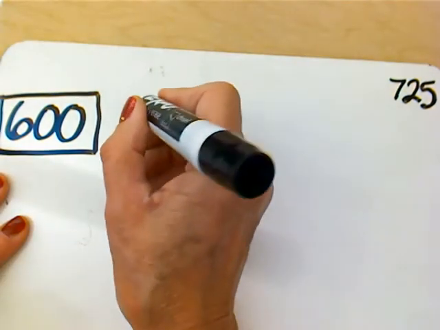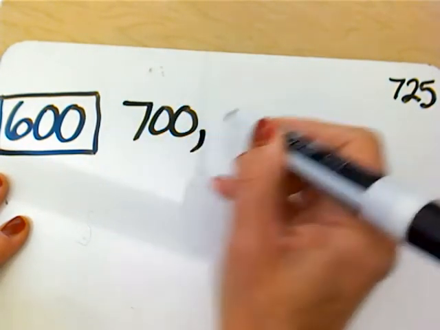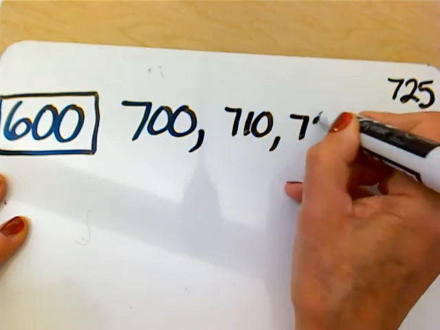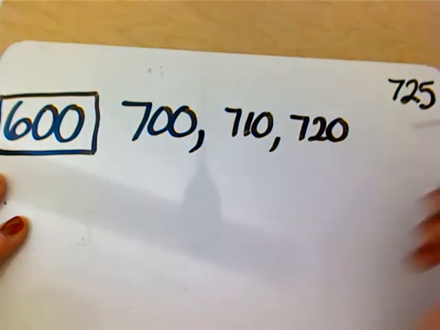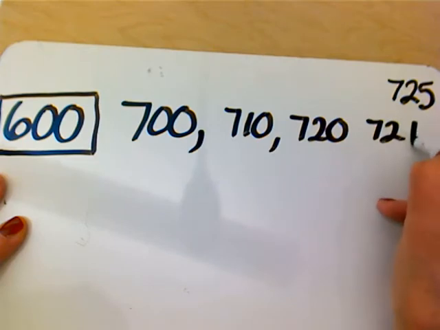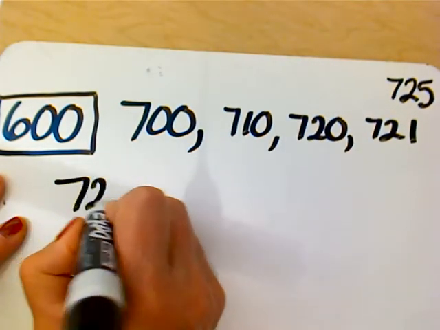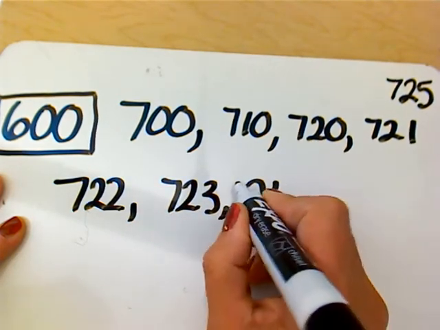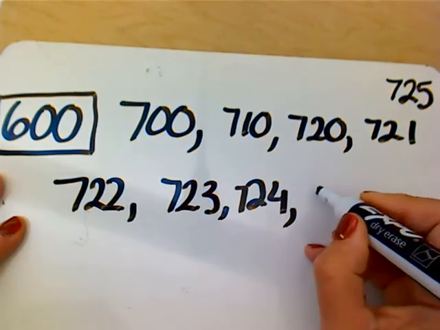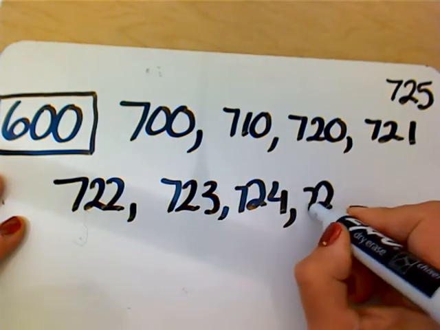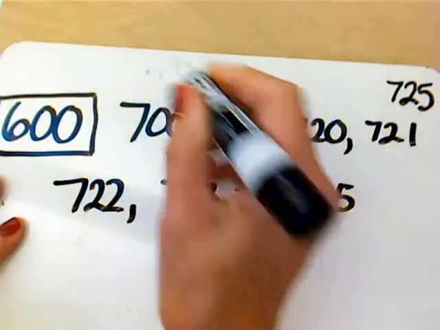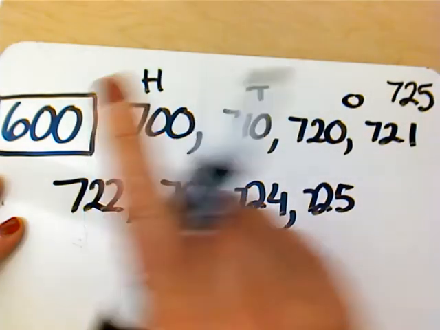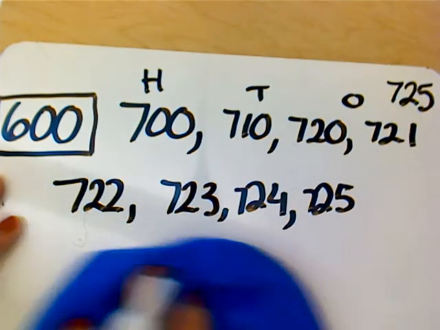Okay, are you back? Well, I know I can do 700, which I'm going to, but I think I'm going to have to switch to tens. 710, 720. Uh-oh, I think I'm going to have to switch to ones. 721, 722, 723, and 724, and last but not least, 725. I started with hundreds, moved to tens, and then I had to move to ones.